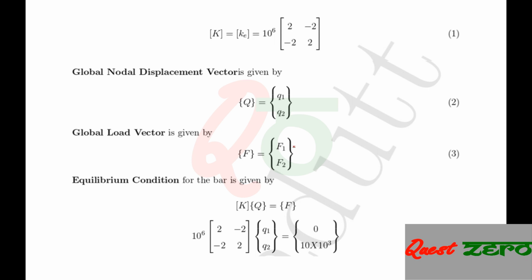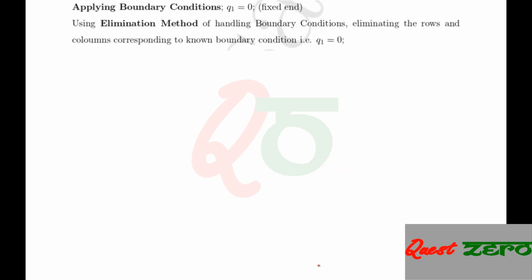Now here F1 was 0, at node 1 there was no force, so this is 0, but F2 had a value which is equal to 10 into 10 power 3. The same has been written in the final formula. Now once we have formulated the global equilibrium condition, we apply the boundary condition.